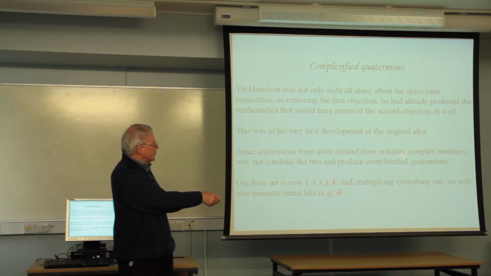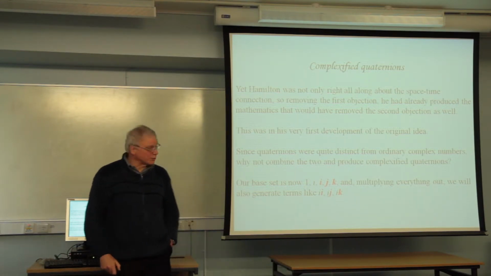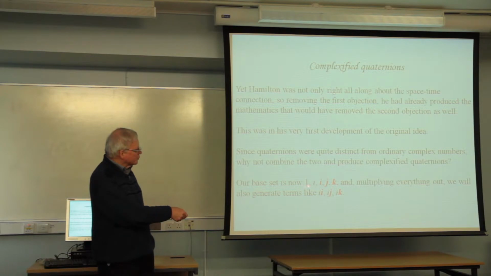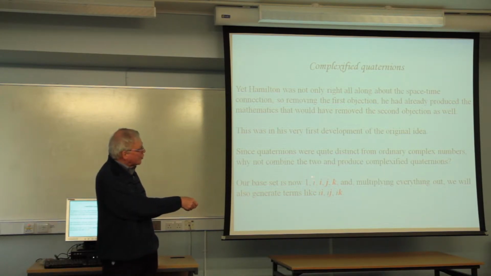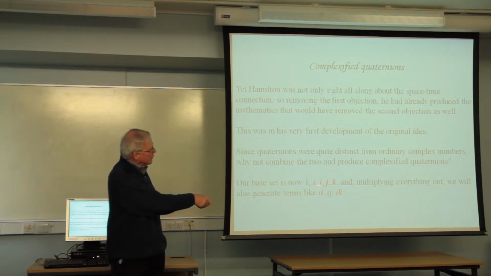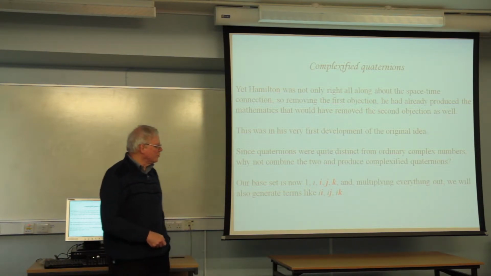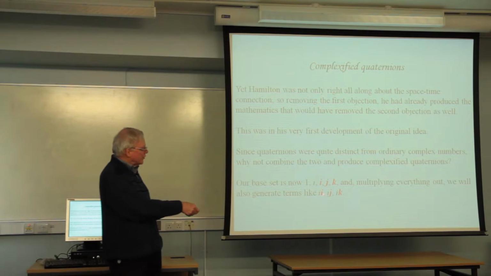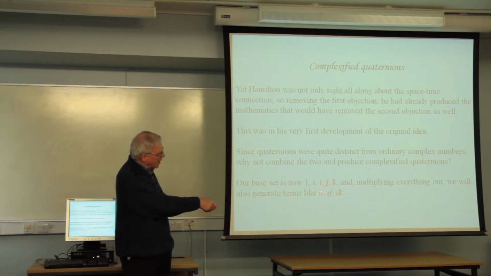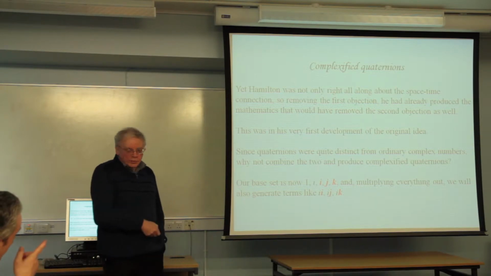Since these are distinct from ordinary complex numbers, why don't we combine the two and produce complexified quaternions? We now start with not 1, i, j, k, but 1 and the complex i, just the ordinary square root of minus 1. No vector properties, no directional properties, just a square root of minus 1. Multiplying everything out, we'll also generate terms like this, and you see that i times i will be a square root of 1. And the bold ones are quaternions.